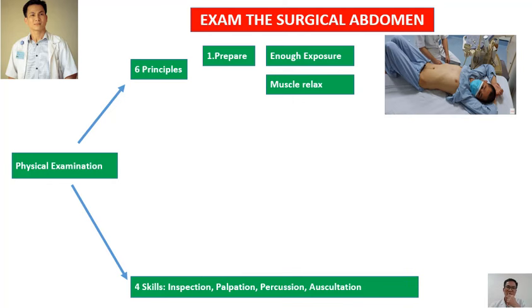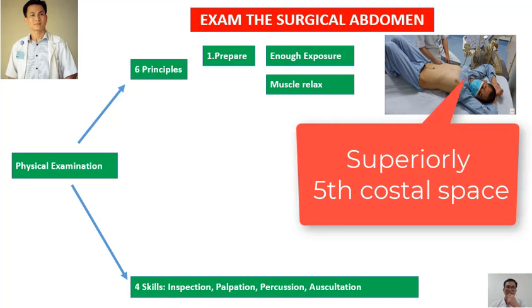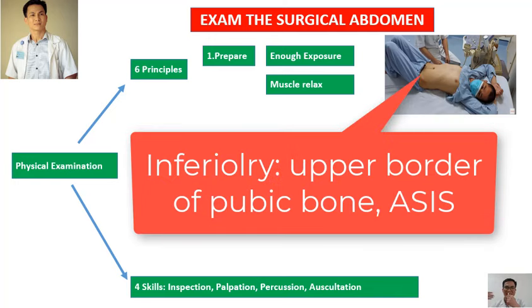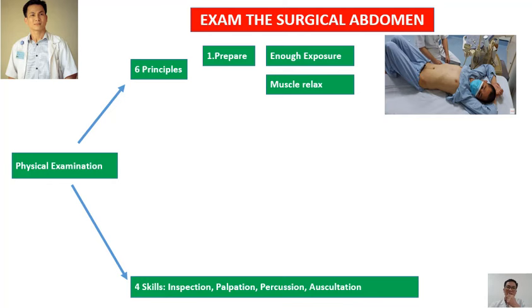Next, we have to expose the abdomen properly, to ensure the abdomen is adequately exposed, superiorly from the level of the 5th intercostal space, and inferiorly to the anterior superior iliac spine and the upper border of the pubic bone. How about the position of the doctor? The doctor should stand or sit on the patient's right side for the examination, but may change positions as needed to perform the examination effectively.